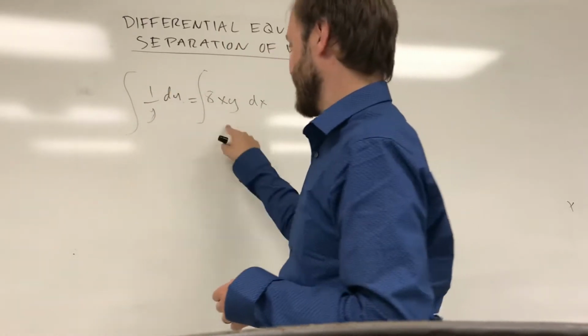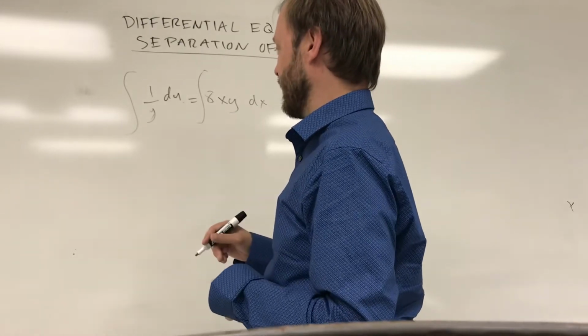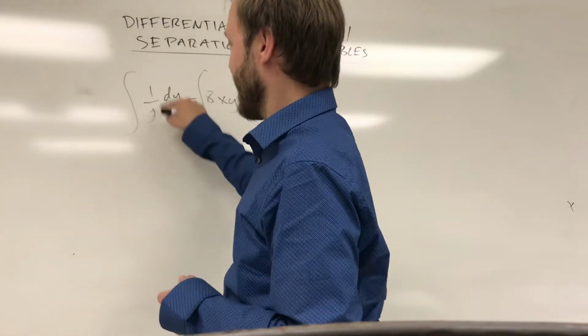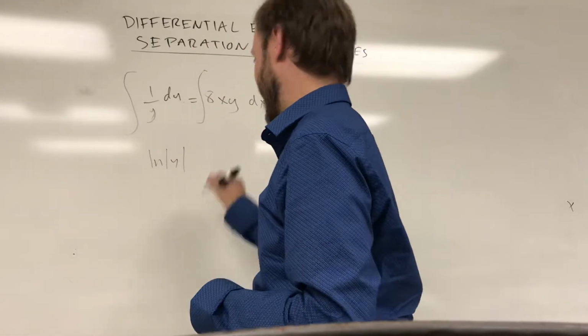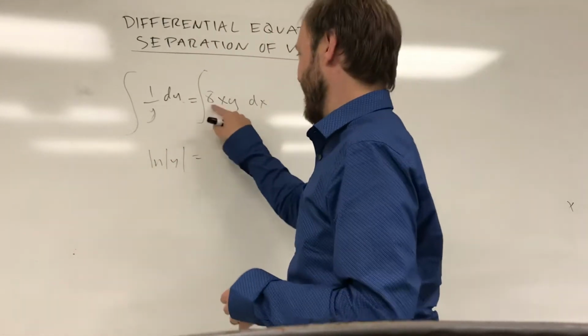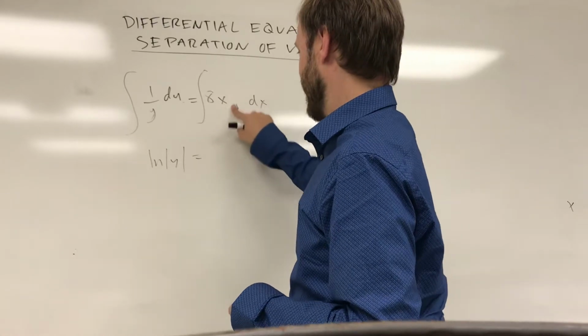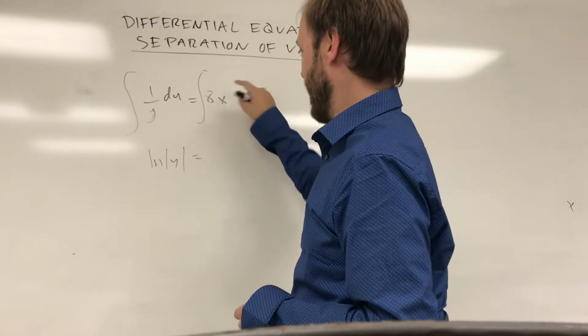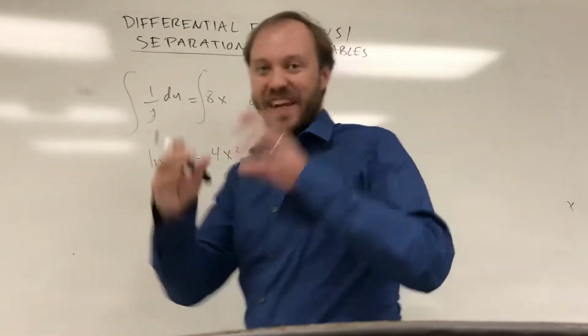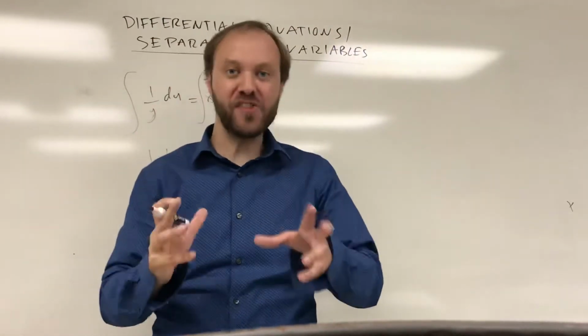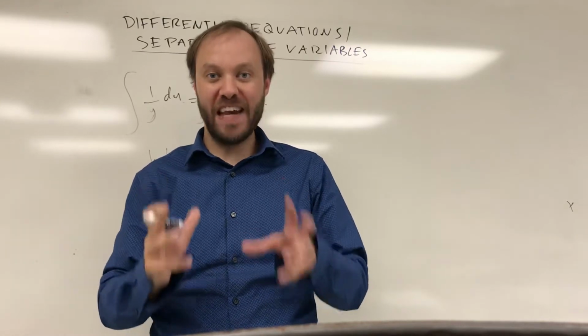So make sure they can see each step here, and I'm being a little lazy and erasing things. Anyway, antiderivative of 1 over y is the natural log of the absolute value of y. On the other side here, raise the power by 1, divide by the new power, that's going to be 4x squared plus c. You've got to get the plus c in. Most of the work in these problems is going to involve finding that c value.